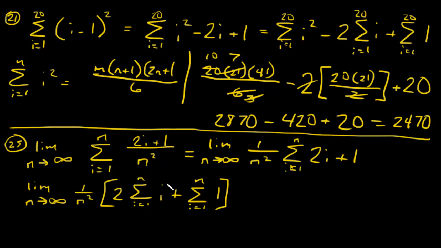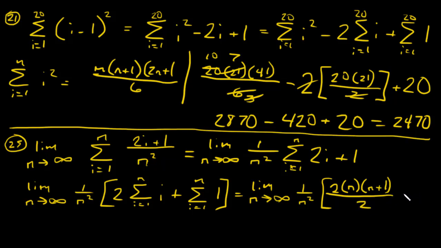Okay? And I know what that formula is. I know how to figure out that. So this is going to be the limit as n goes to infinity of 1 over n squared times, well, let's see, this is going to be 2 times n plus 1 over 2 plus, because that's what the summation of i is, it's n times n plus 1 over 2, and then multiplied by the 2 that I have in front. And then this is just a summation of a constant, so 1 times n.